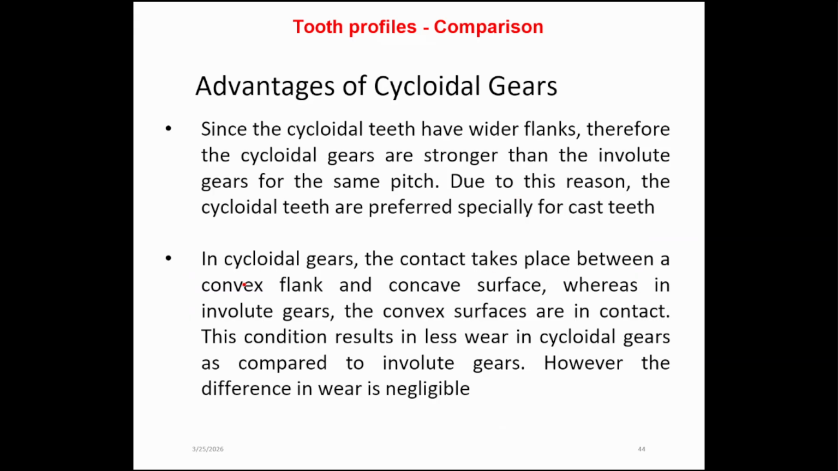In cycloidal gears, the contact takes place between a convex flank and a concave surface, whereas in involute gears, the convex surfaces are in contact. As I said earlier, one is convex and concave, and here there are convex surfaces. This condition results in less wear in cycloidal gears as compared to involute gears. However, the difference is negligible, right?